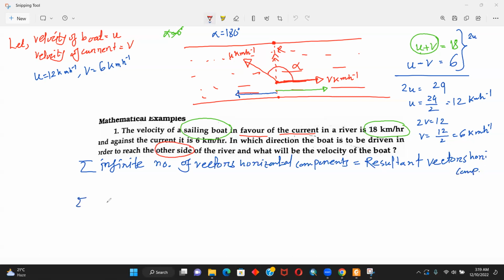Now in the same way you could say infinite number of... tell me, what do you think I am going to write? What summation am I going to take now? Of vertical components. Right, exactly. Vertical components equals to resultant vector's vertical component.